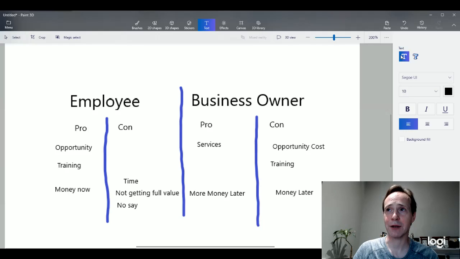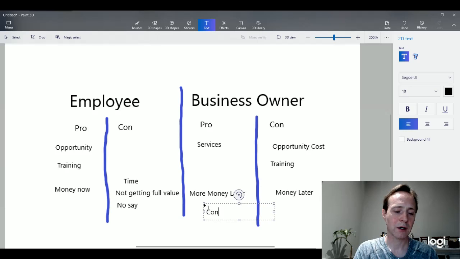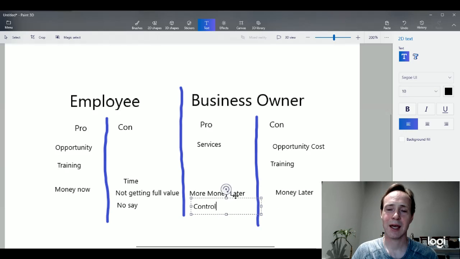And the benefit that the business owner has is the opposite of that, where the business owner can really run it the way that they want it to run. So they get the power to choose, or the control, I would say, control. They get to make that decision, how the business is run and what the employees should be doing.